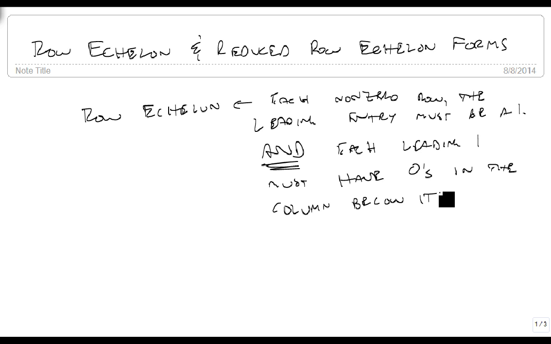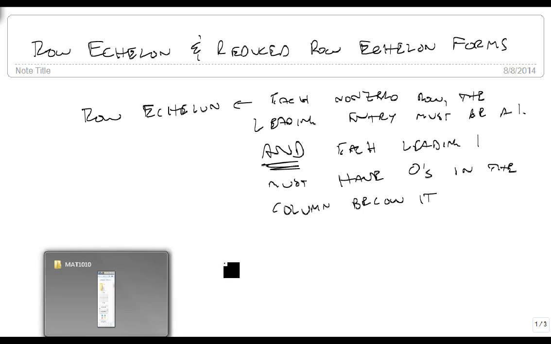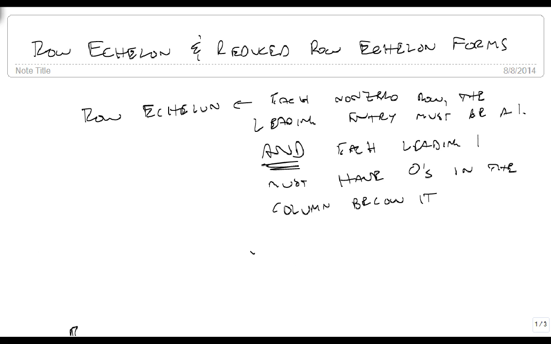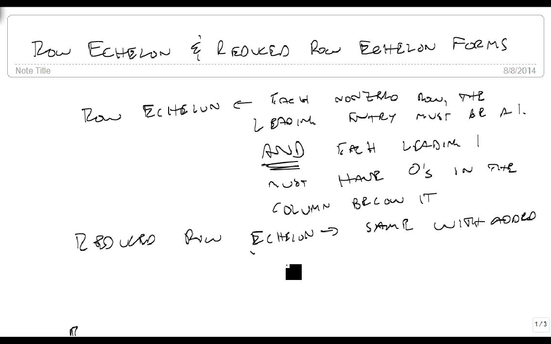The reduced row echelon form has that as well. Reduced row echelon has the same thing with the added condition that each leading 1 must have zeros above it. So we're going to provide some examples.